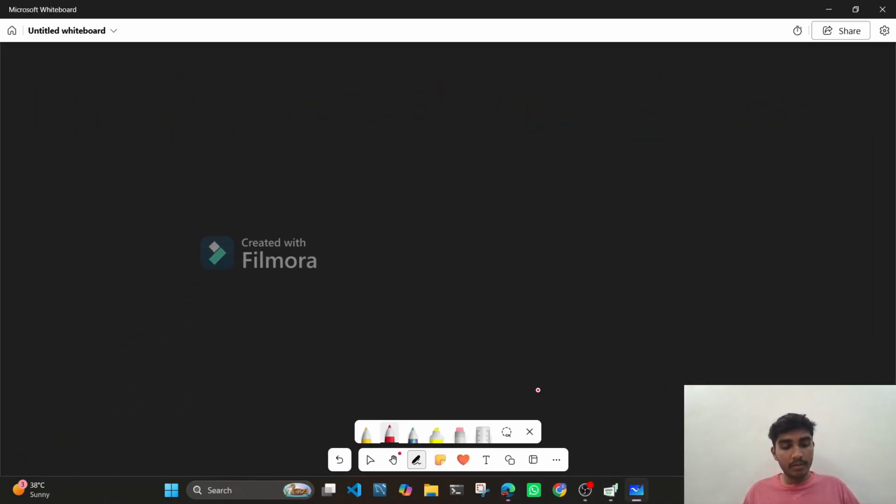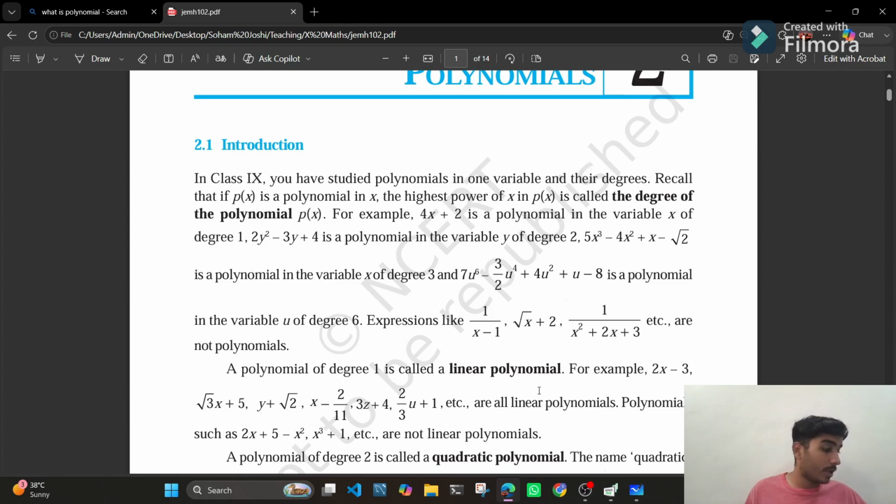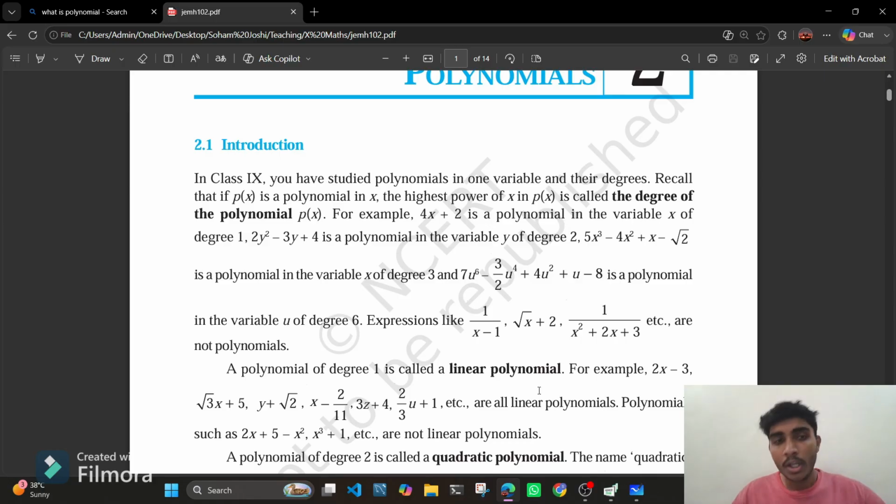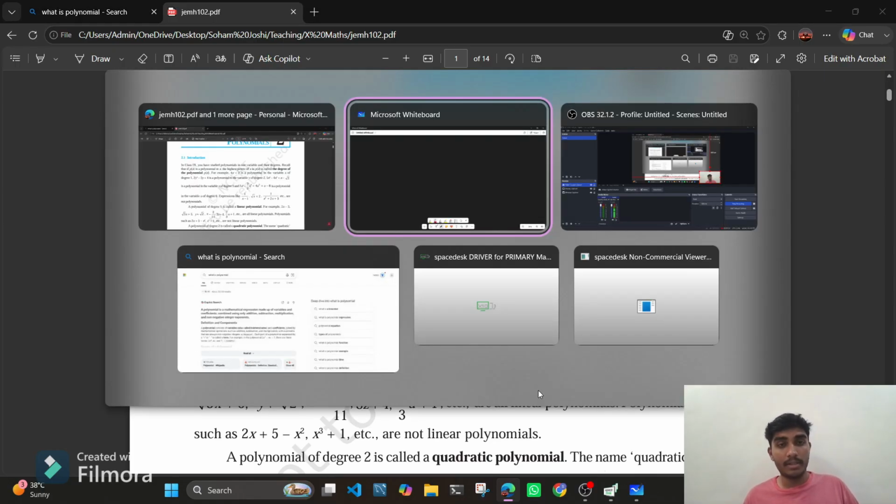We'll see what polynomials are, how we represent them, what the zeros and roots of an equation are, and how we form an equation if we are given the roots. This is a very nice, small, simple chapter, just a little concept, and you can practice a certain number of questions and you will get a hands-on feel for it. So let's start with chapter 2 of maths, that is polynomials.